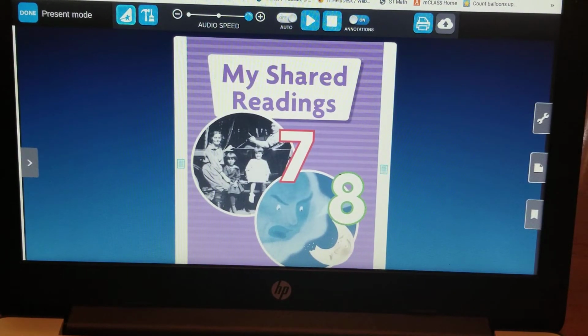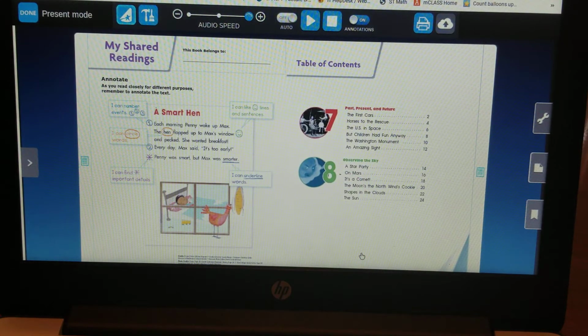All right. Hopefully everybody has their book. And we're going to take a look at our story. My shared reading, let's turn, because now we're on the first unit in this book, which is past, present, and future. Remember last week we talked about why is it important to study the past? And we said because we can learn things from the past.